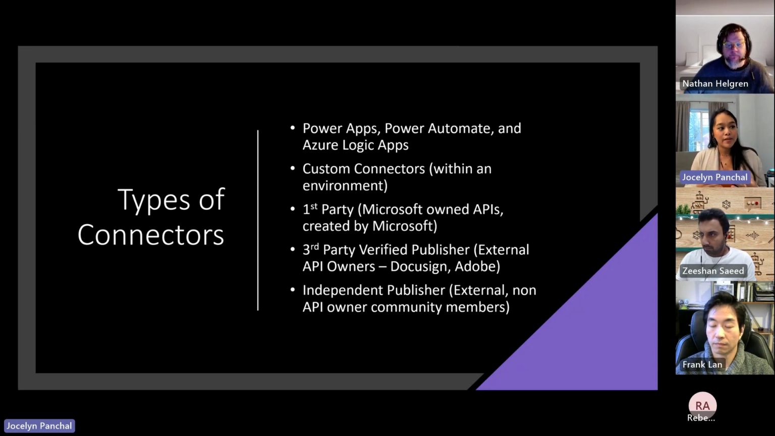Then you have third-party verified publisher connectors. These are made by external API owners. A lot of these are some pretty large name companies like DocuSign and Adobe, and they're building connectors off of APIs that they own themselves. And last, we have our independent publisher connectors. These are also externals, predominantly made by community members who do not actually own the API that they are leveraging, but are leveraging open source code.